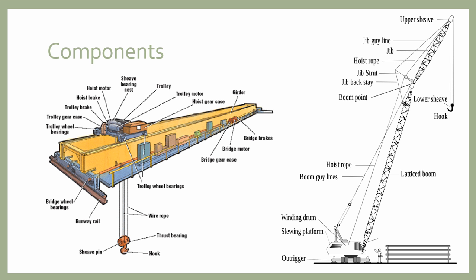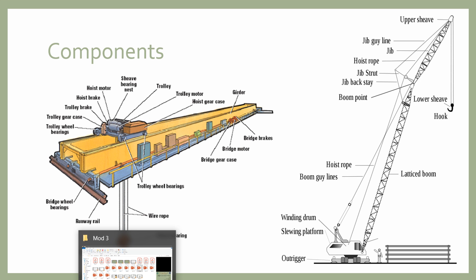Here is the hoist gear case. This one is the trolley motor. This one is the trolley. This one is the sievage bearing hoist. This one is the hoisting motor. Here is the hoisting brake. Here the trolley brakes are available. Here is the trolley gear case, and this one is the trolley wheel bearing. So these are the main components of the other crane.